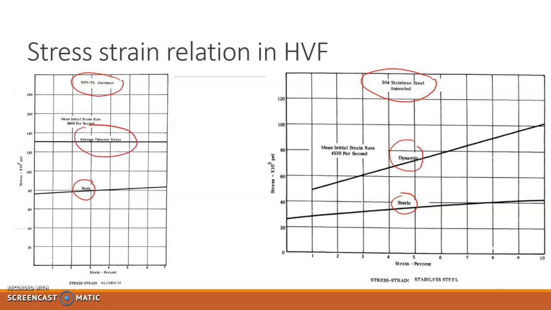In this figure, we can see that in HVF processes, the strain required to failure is much higher as compared to conventional processes. So that is an indication of a higher ductility in HVF.